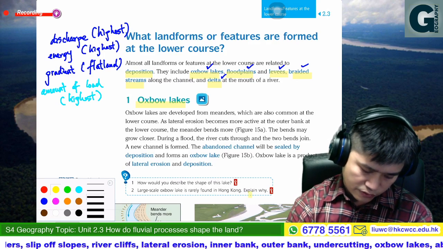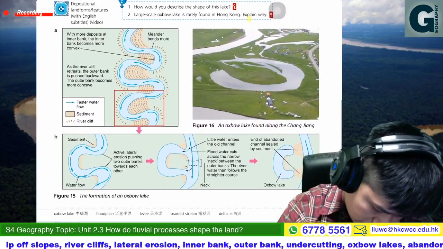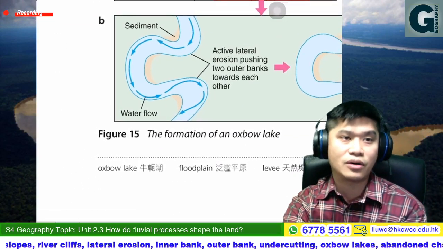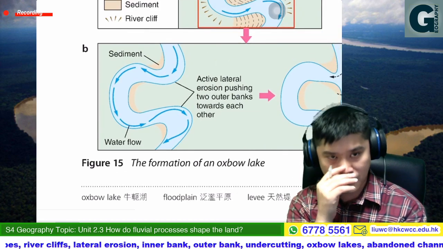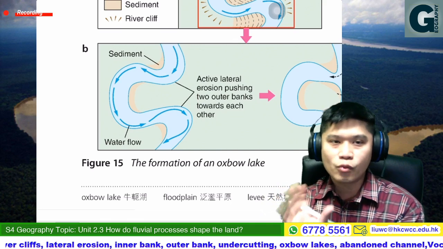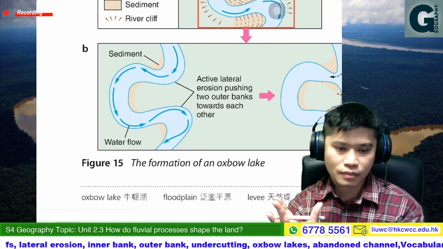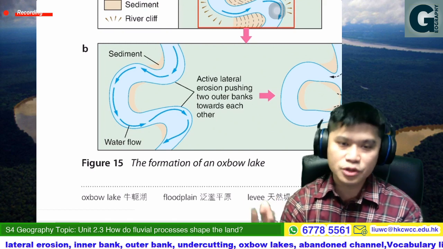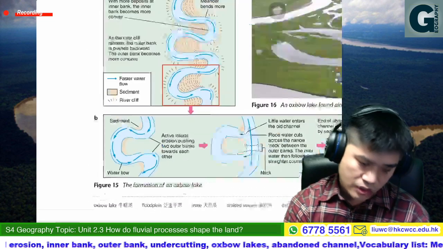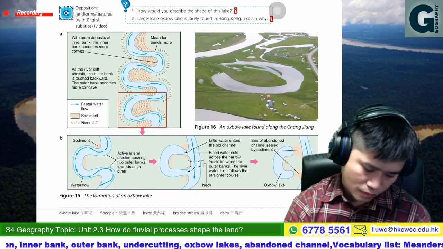First, what is Oxbow Lake? Do you have the Chinese term for Oxbow Lake? Yes, in Chinese we call it 牛軛湖. From the name you may not really understand what the features should be, but you may understand it could be like a lake. So let's have a look at the paragraph about what Oxbow Lake is first.